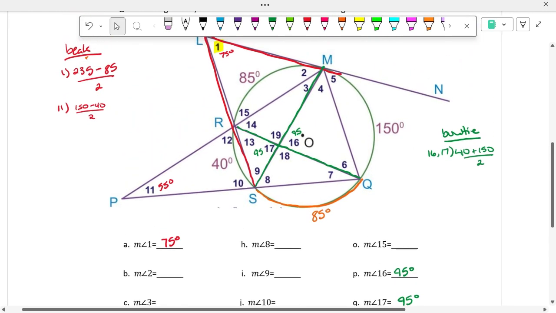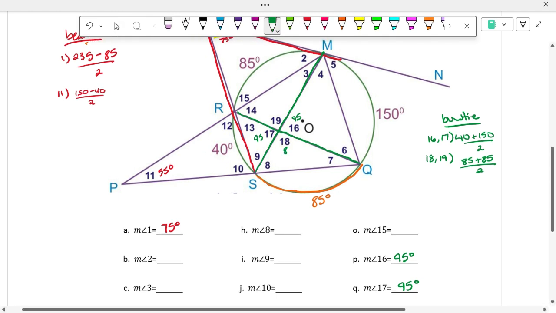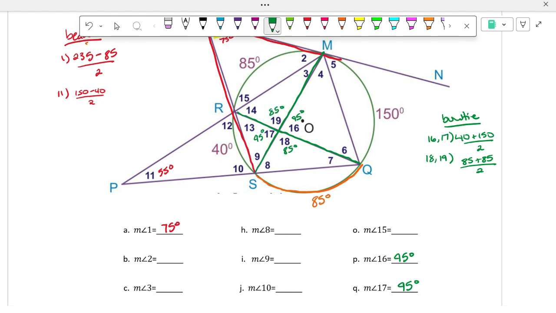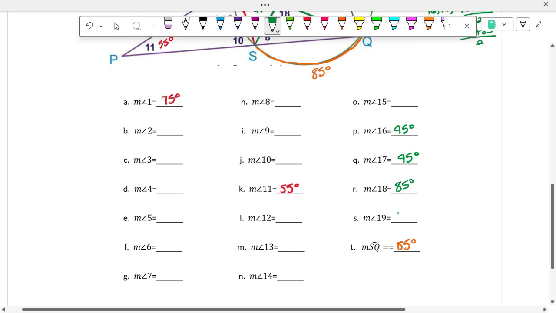What are my other two bow ties? 19, 18. How do I find them? 85 plus 85 over 2. So that'll be 170 over 2, which would just be 85 because you're adding the same number twice anyway. So both of these are 85 degrees. Everyone good so far?